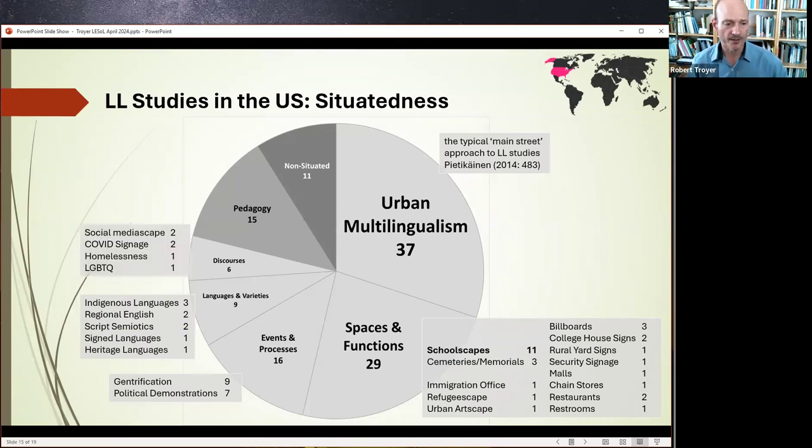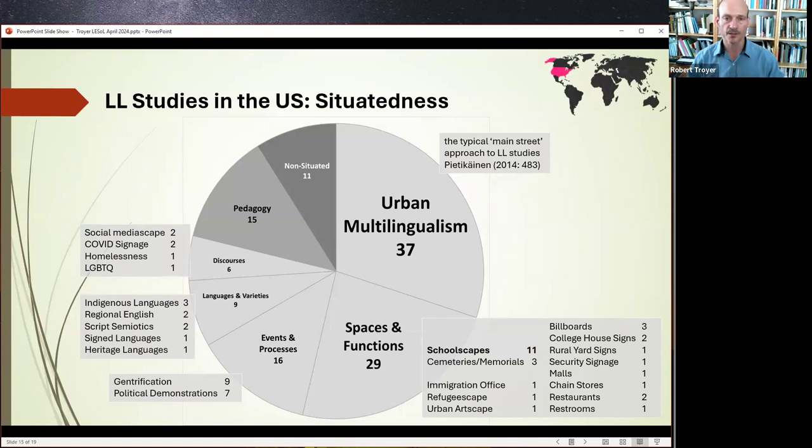Another category that I call discourses focuses on collecting data related to specific discourses. So, for example, COVID signage, there were a couple of studies that look specifically at the role that COVID signs played in the recent pandemic.